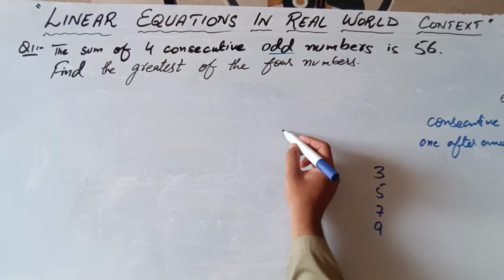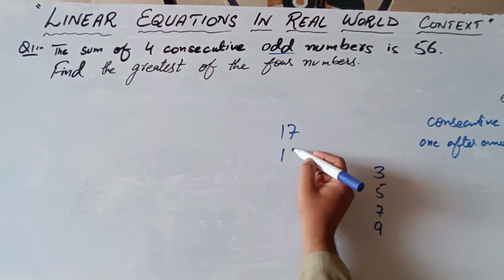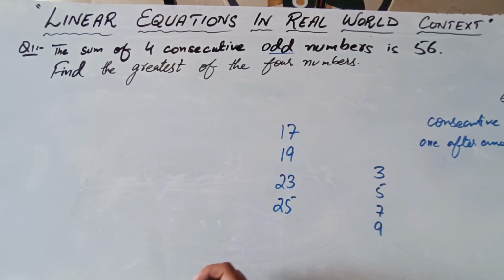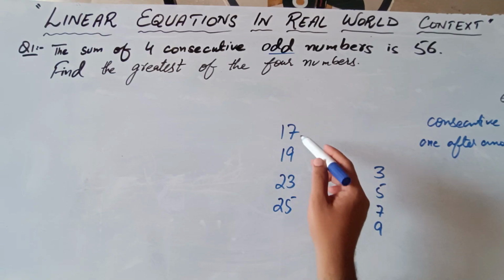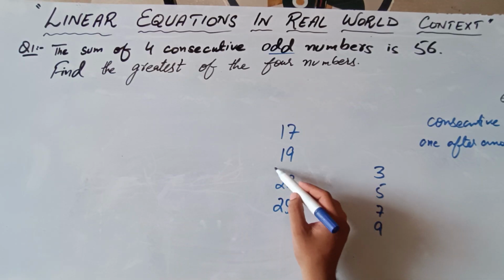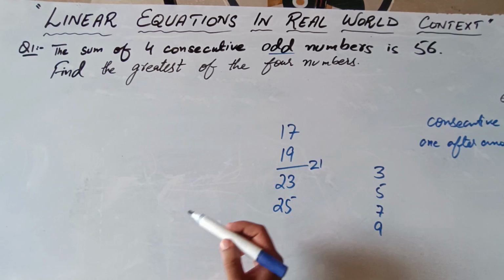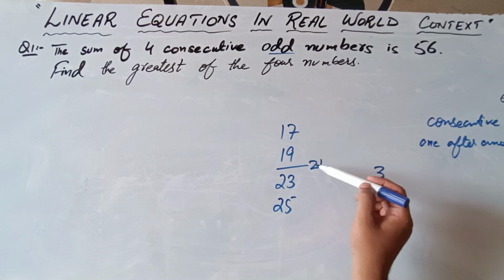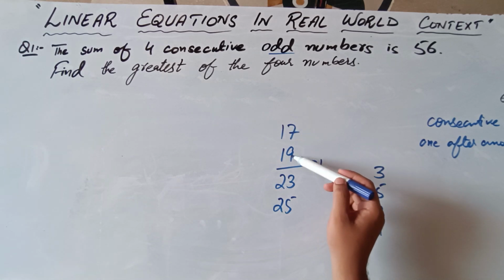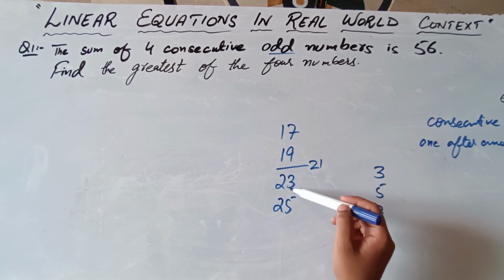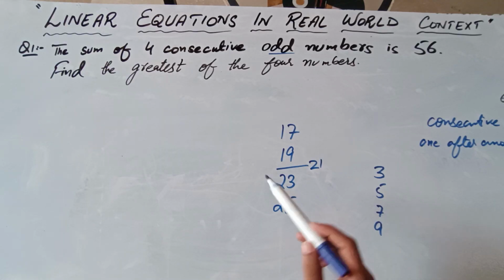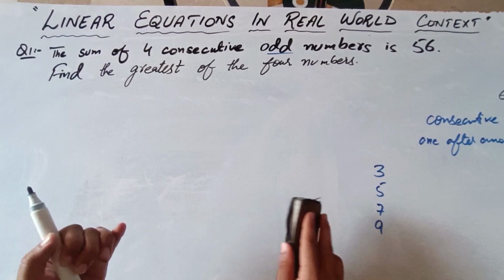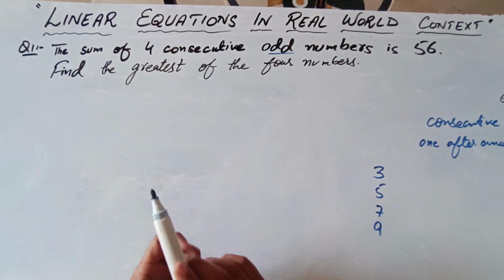But if I ask you whether 17, 19, 23 and 25 are consecutive odd numbers? No. They are odd numbers but they are not consecutive. Why? 23 is missing. In order to be consecutive, after 17 the next odd is 19, the next odd is 21, then after 21 the next odd is 23 and then 25 and so on. So first of all, we must know what consecutive odd numbers mean.